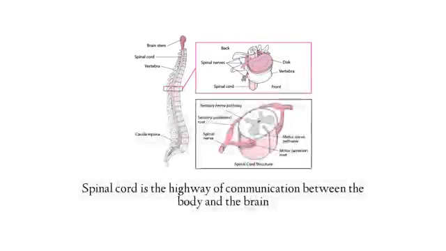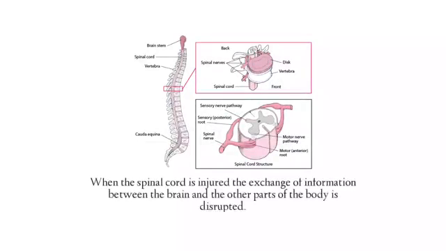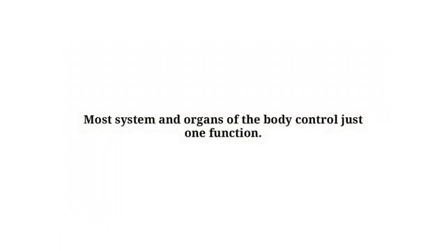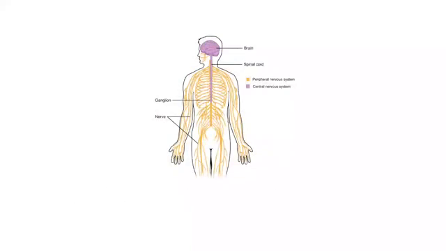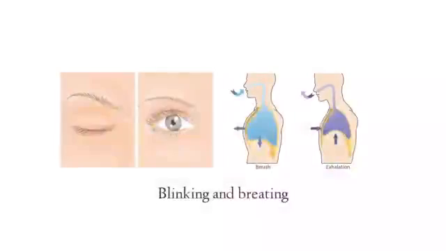The spinal cord is the highway for communication between the body and the brain. When the spinal cord is injured, the exchange of information between the brain and the other parts of the body is disrupted. Most systems and organs of the body control just one function, but the central nervous system does many jobs at the same time. It controls all voluntary movements such as speech and walking, and involuntary movements such as blinking and breathing. It is also the center of our thought, perceptions, and emotions.